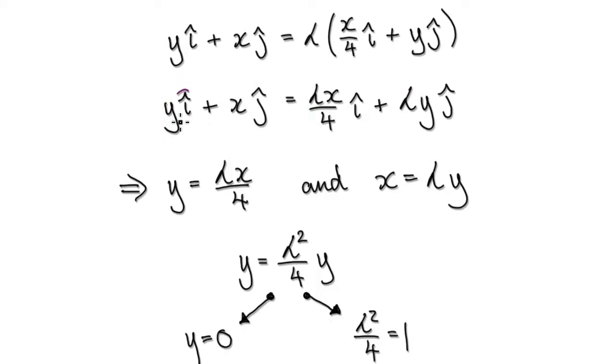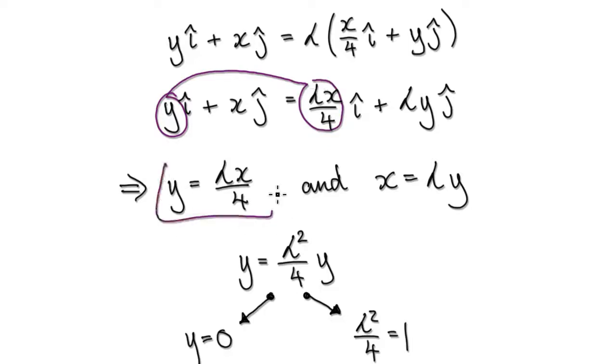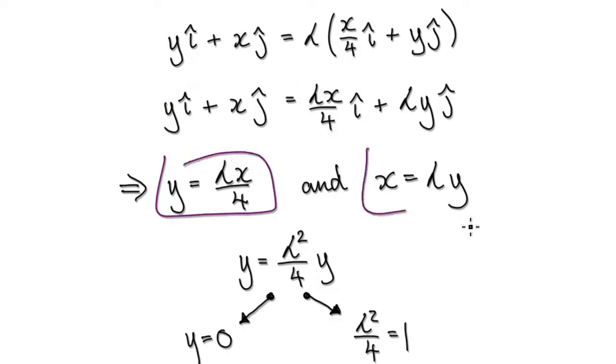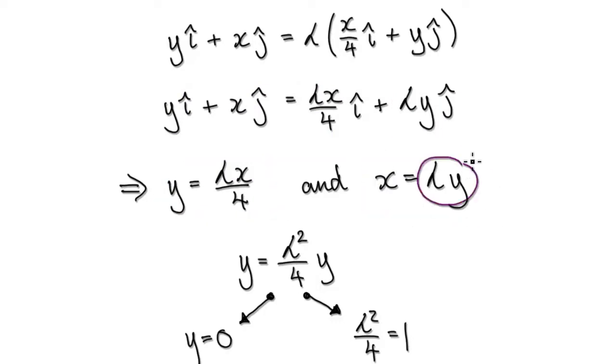Well, if you look at the i component, it would imply that this must equal this. And then if you look at the j component, it would imply that this must equal this. So that's this thing here. Now combine the two together. So let's put this into here. So that will then give us this thing here.